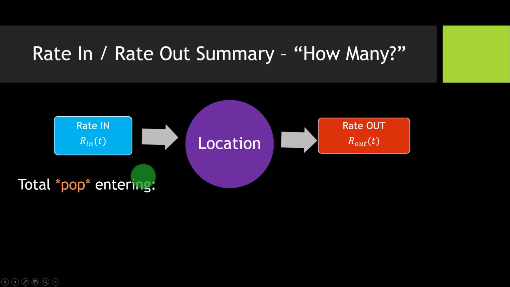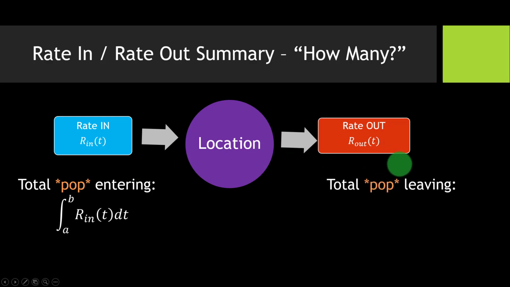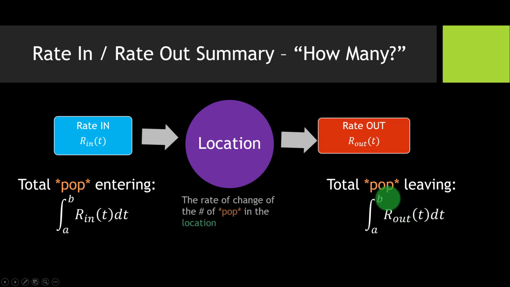So the total population entering, well, our big idea is to integrate the rate to get the total amount. So all we have to do is integrate the rate they give us that describes the rate in the interval they ask us, from A to B. Likewise, for the total population leaving or coming out, we just have to integrate the rate out from A to B.